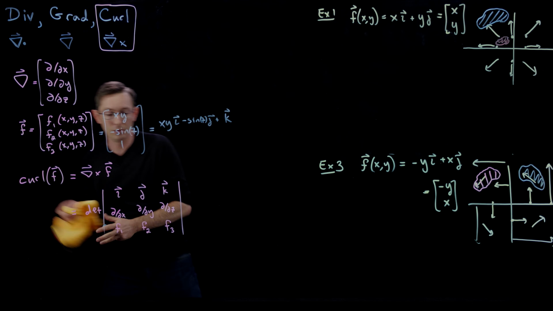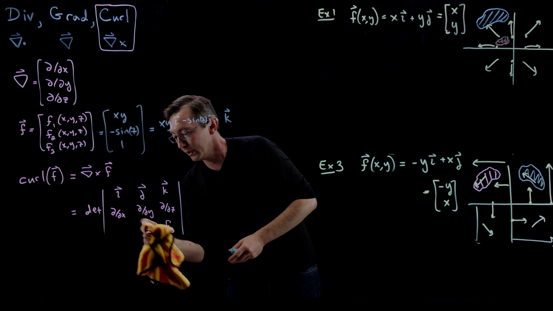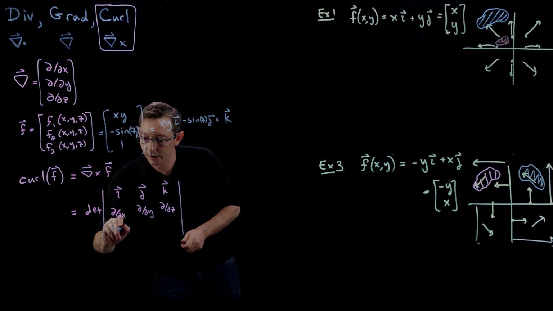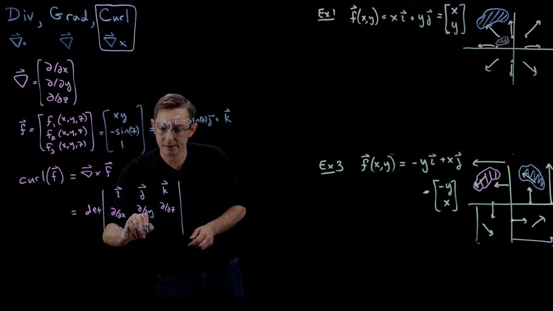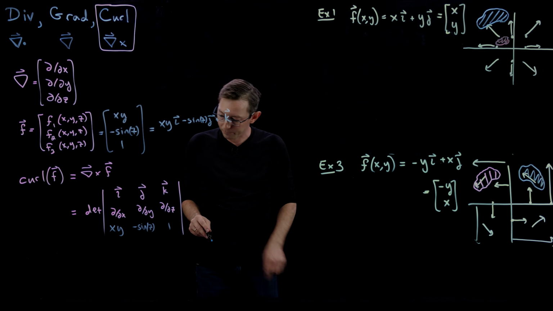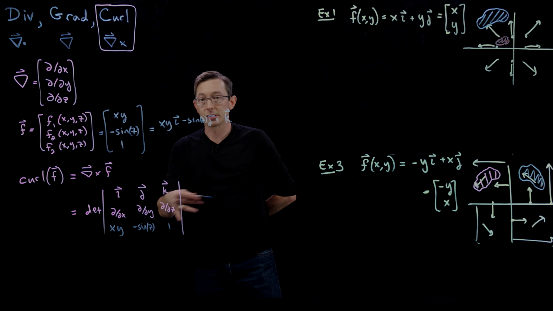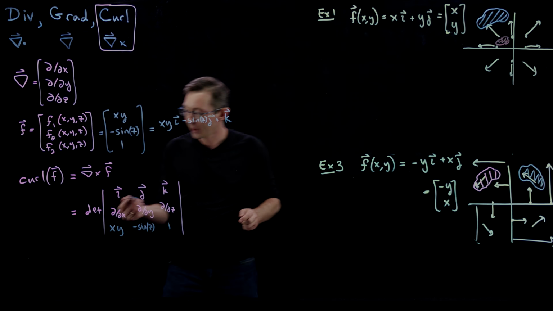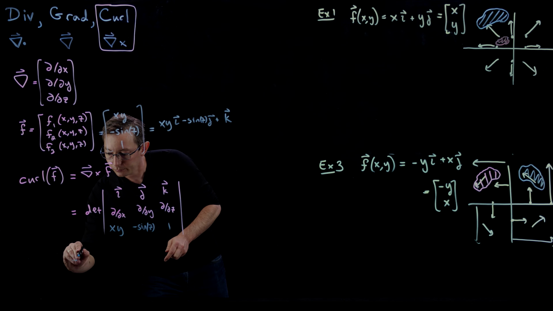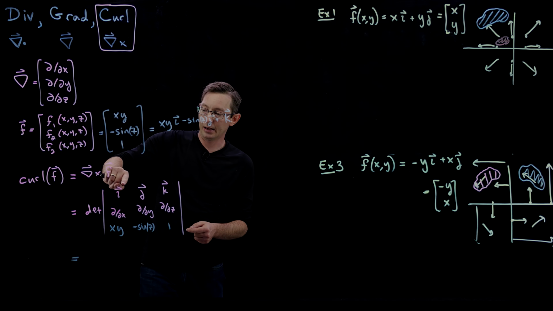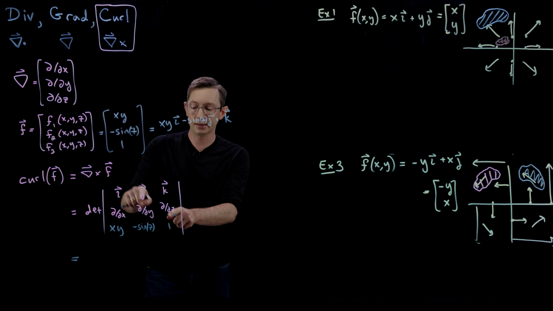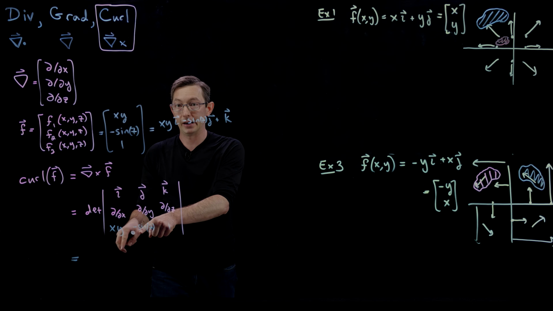So I'm literally just going to swap out f1, f2, and f3 for these quantities here, which is xy, minus sine z, and 1. Okay, good. And now we actually just go through the algebra of computing this determinant. I'm just going to remind you, I'm going to do it kind of quickly. The way we do it is, to compute this determinant, I basically take the i component times the determinant of this 2 by 2 subblock that's kind of opposite it. So that's partial y of 1 minus partial z of minus sine z.